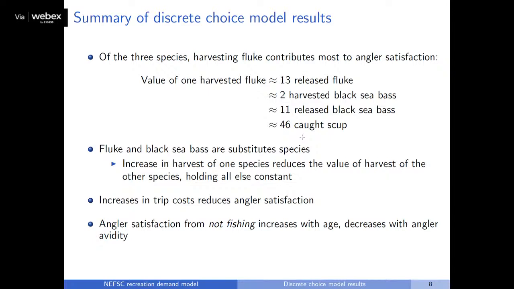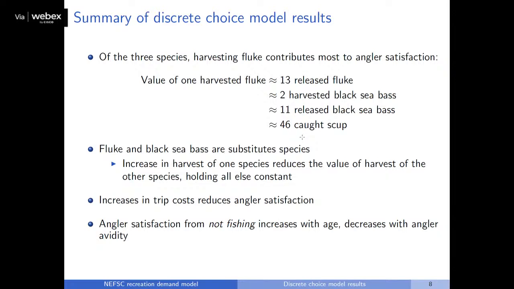So I've included the quantitative parameter estimates from the discrete choice model in the back of this presentation as a backup slide, but I'm not going to present those now. Here I've just outlined a quick summary of the model results. So we found that of the three species, harvesting fluke contributes most to angler satisfaction. We found that the value to anglers of one harvested fluke is approximately equal to the value they place on releasing 13 fluke or harvesting two black sea bass, releasing 11 black sea bass, or catching 46 scup. So it's really the harvest of fluke and sea bass that are driving angler choices and utility.